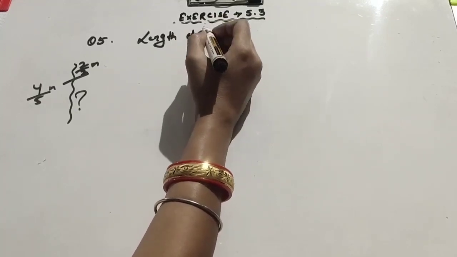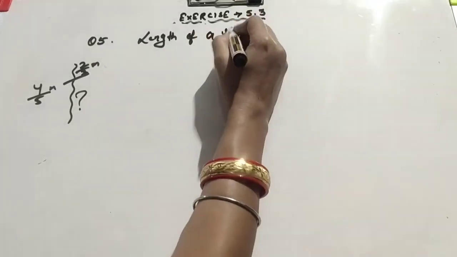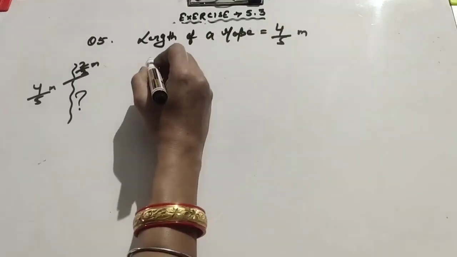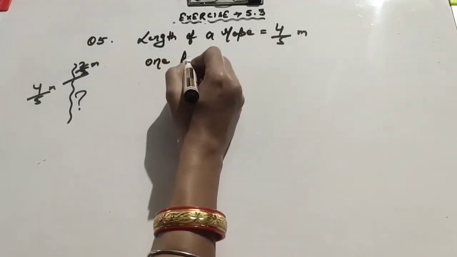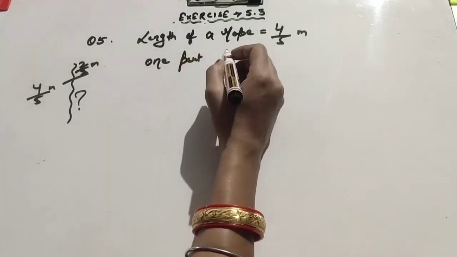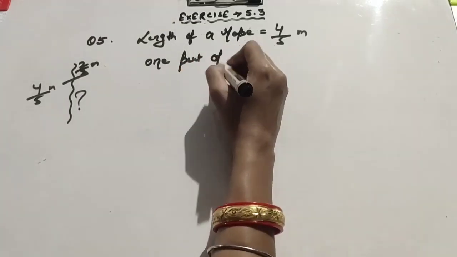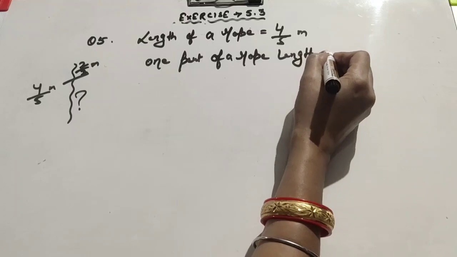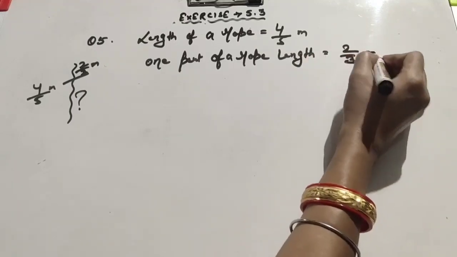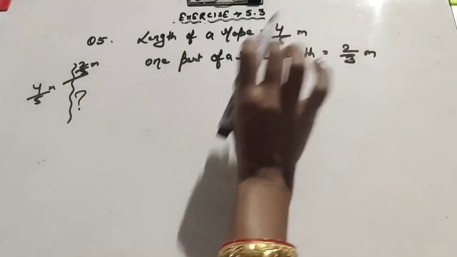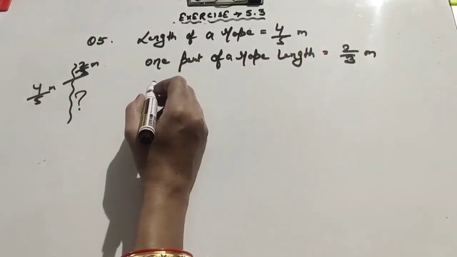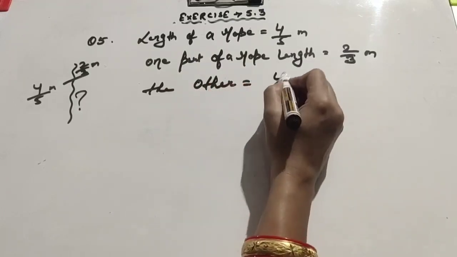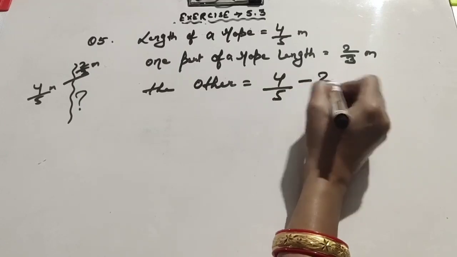Length of a rope is equal to 4 by 5 meter. Length of one part of the rope is equal to 2 by 3 meter. Or you have to write length of one part is given 2 by 3. Now the other part is equal to 4 by 5 subtract 2 by 3.